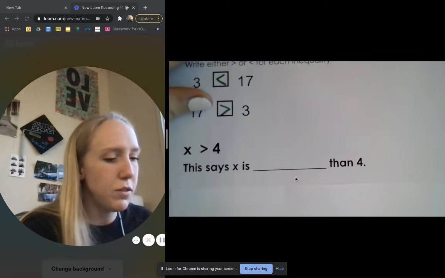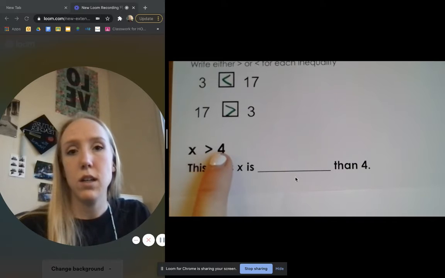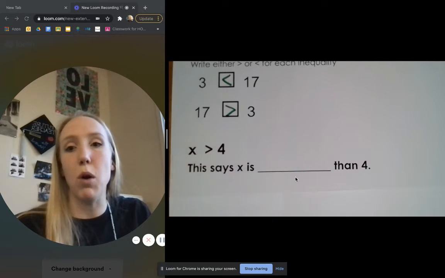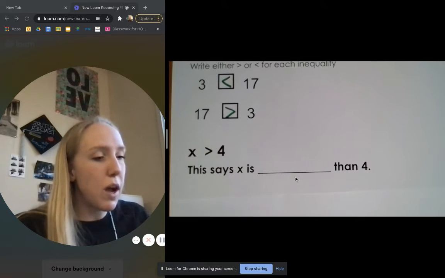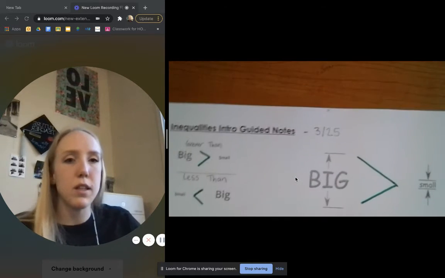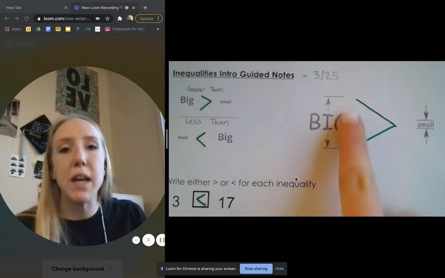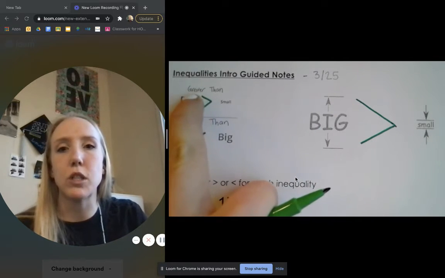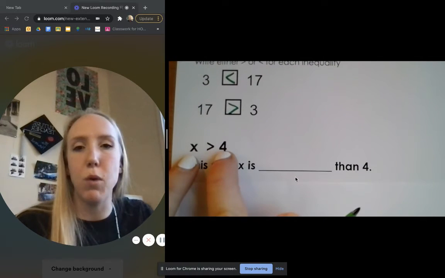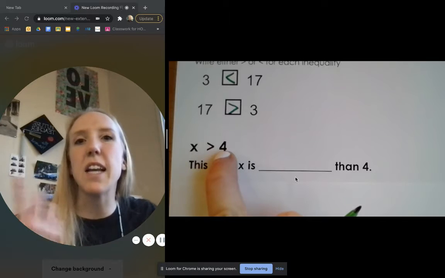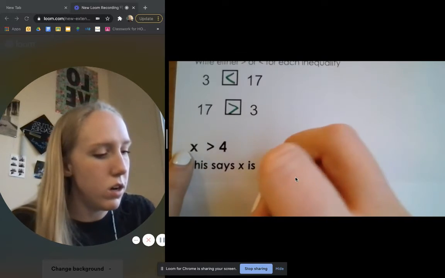So here we have x something 4. Is it greater than, less than? We know it's not equal to because it's not an equal sign. So I go back and I think to myself, okay, the big part of the sign goes to the bigger number. The big part of the sign goes to the greater number. So what this is saying is that x is bigger than 4. Okay, and technically how we say that is x is greater than 4.